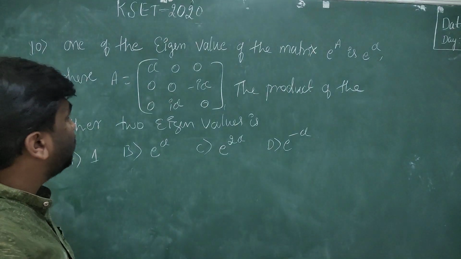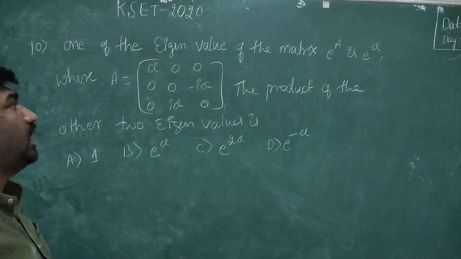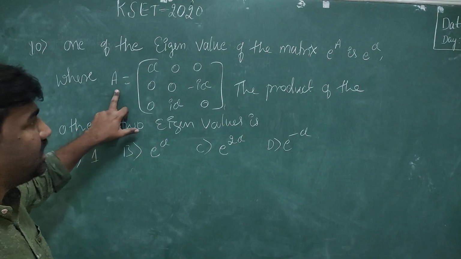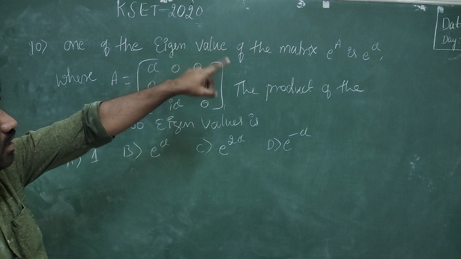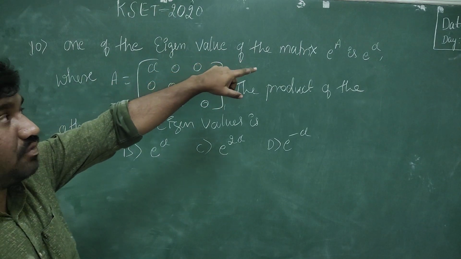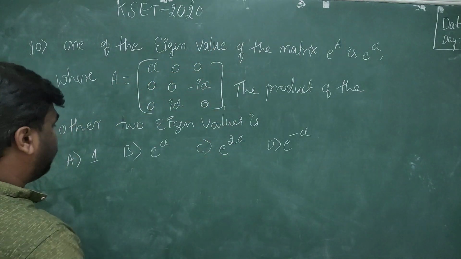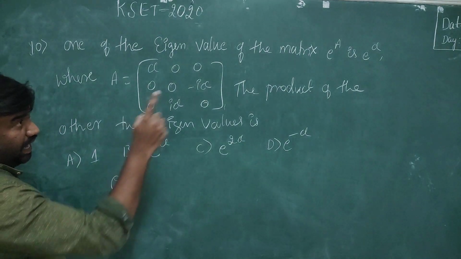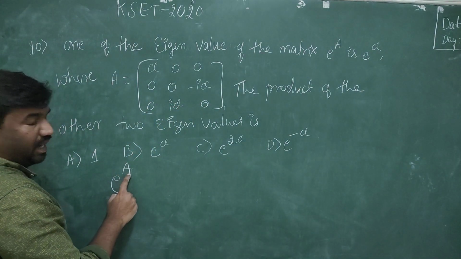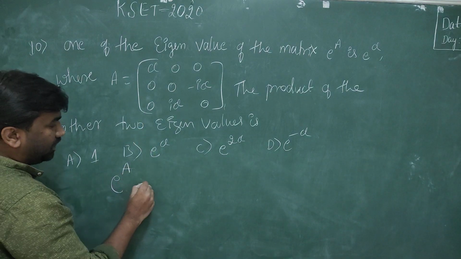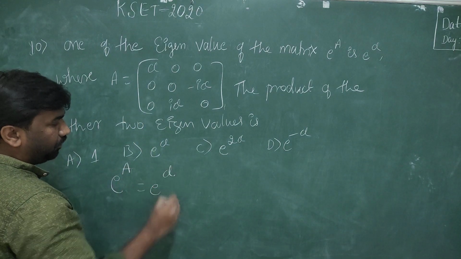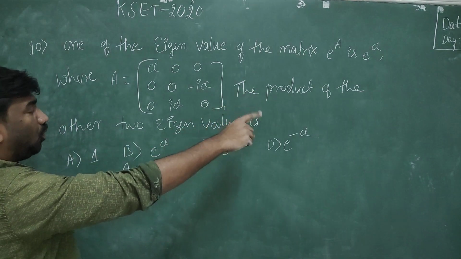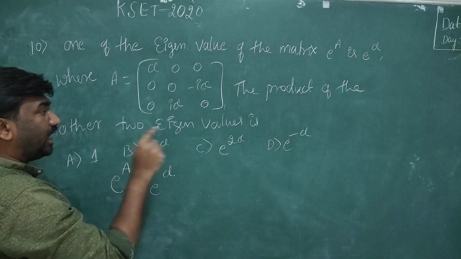So this is the question based on eigenvalues and eigenvectors of matrices. This is the given matrix A, and we have to calculate the eigenvalues of the matrix e power A, the exponential of A. One of the eigenvalues of e power A is e power alpha. Next, we have to calculate the product of the other two eigenvalues.